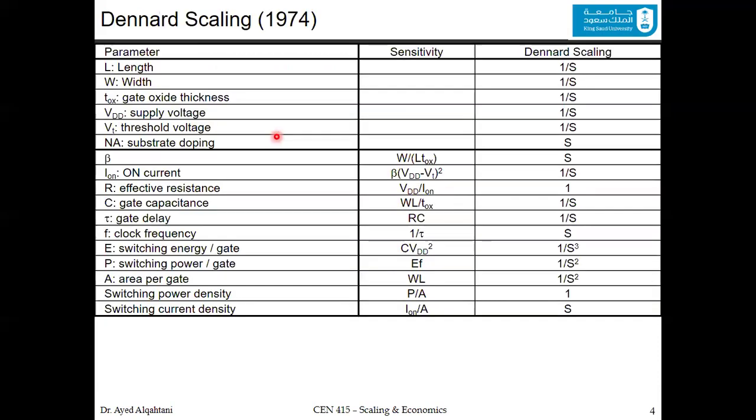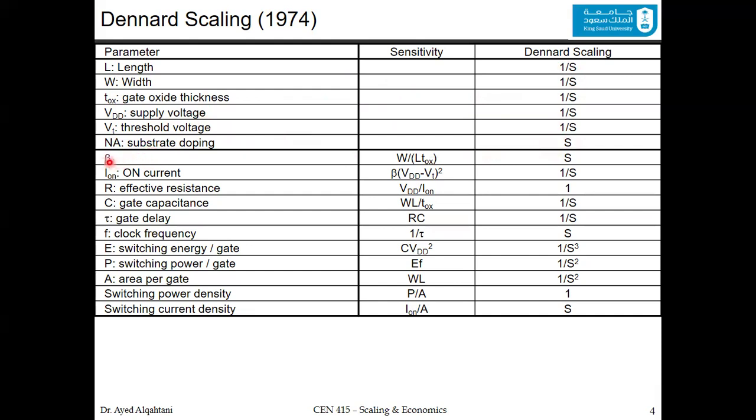Now, we have Dennard scaling. It was introduced in 1974. And basically, he says that with every generation, the length, the width, the gate oxide thickness, the VDD, and the V threshold, all of these parameters scale down by S. When we say 1 over S, this means that it is a scaling down. The doping, or NA, is scaling up by S.